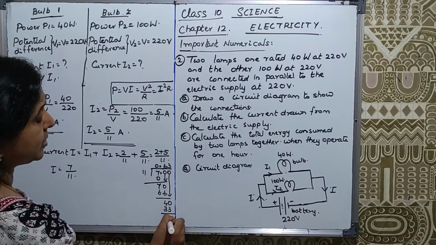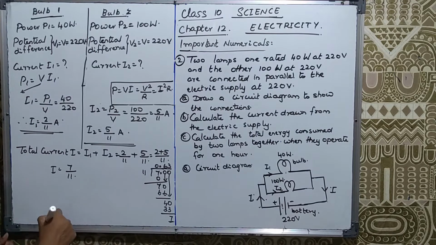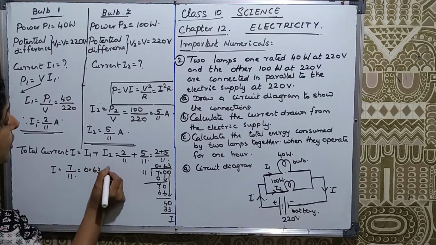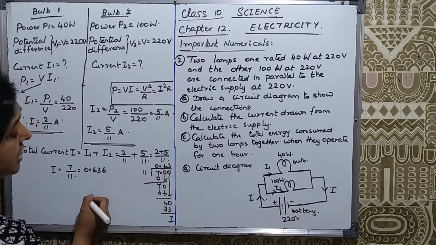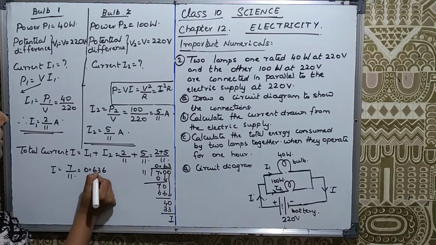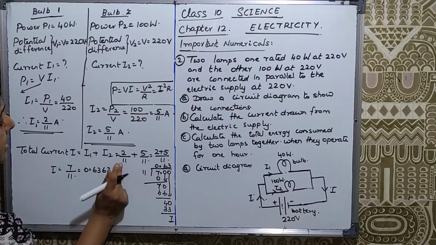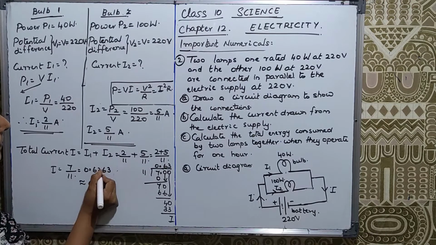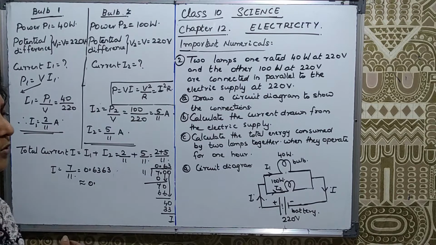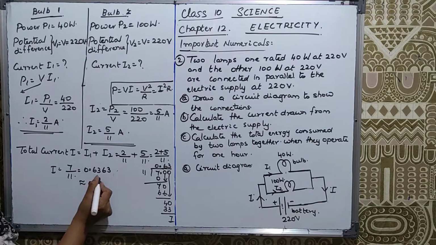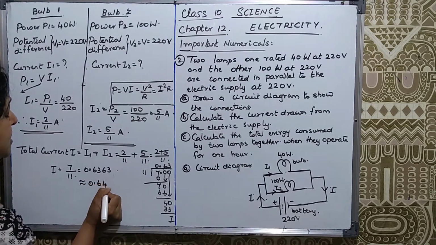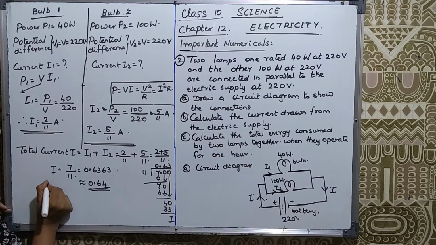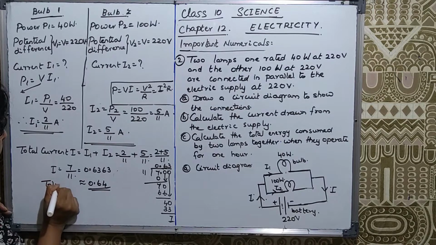Now again it will be 7. The same remainder is repeated. So you will write 0.63 units of current, otherwise 0.636. It will continue like that. So it will be 0.63, I'll just write, which is approximately equal to 0.6. When the third place is 4 or 5 or more than 5, add 1 to the second place. So 0.64.